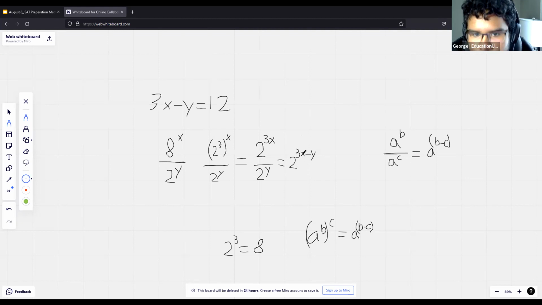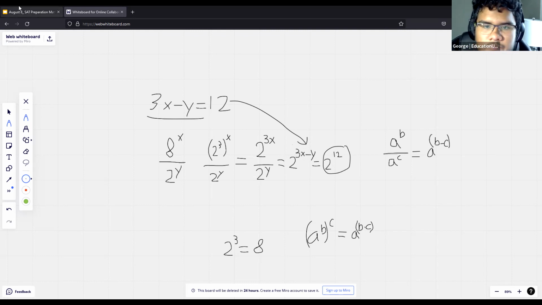And from here, we can now look at the fact we established earlier, that 3x minus y is 12, and substitute that into this. We don't need to know what x or y is. We just know that 3x minus y is 12, and we're seeing that in this exponent here. So we don't have to care about what x or y is. We just know that this together is 12. And from there, you can just substitute 12 in place of that expression. So what we end up with here is 2 to the power of 12. And that's the final answer.